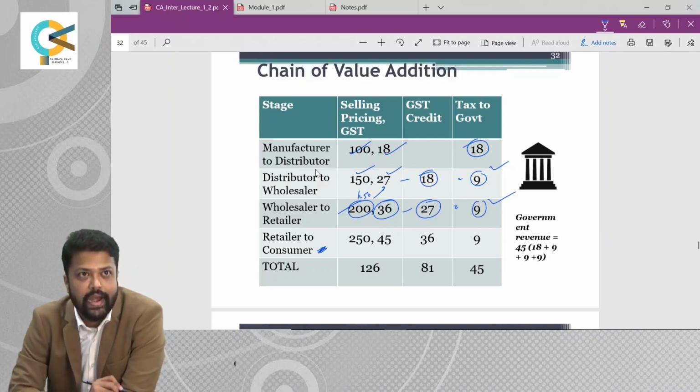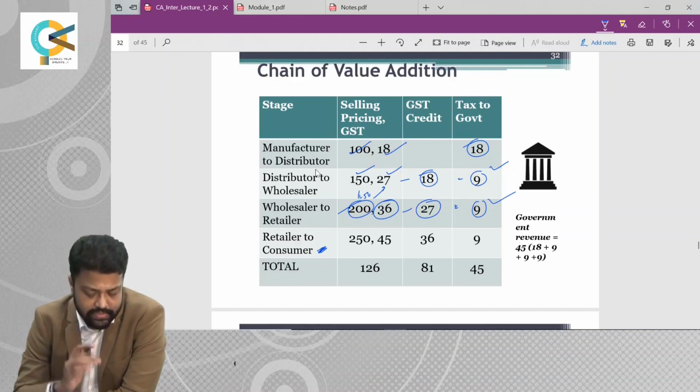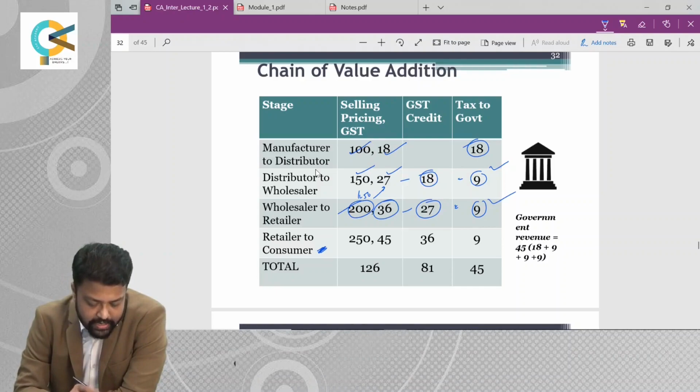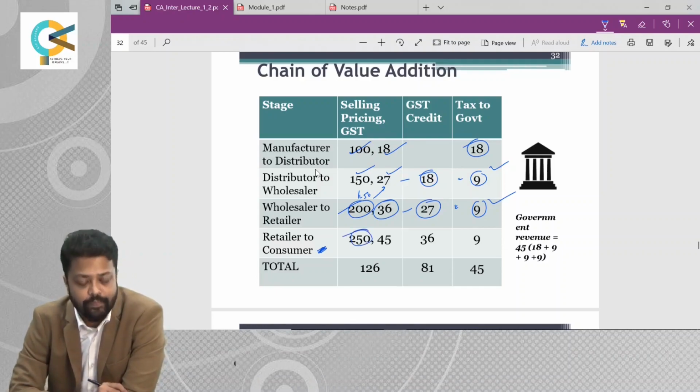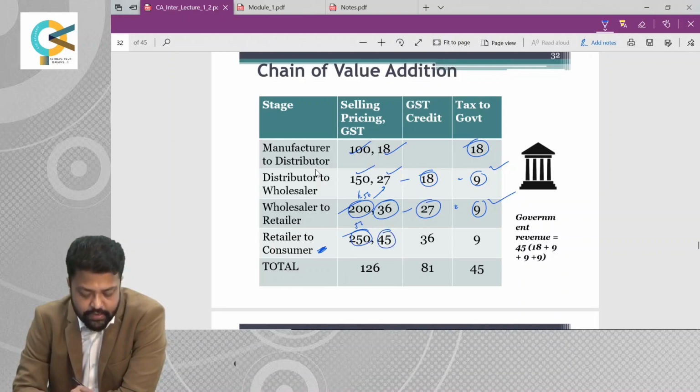And retailer to the final consumer. Here the chain is going to end finally, because the consumer will consume the goods or services, as the case may be. So here the retailer is charging rupees 250 by charging rupees 50 as margin, and on that 18%, 45 rupees, he is recovering from the consumer. But how much will the retailer pay to the government? By reducing this 36, he will pay only 9 rupees to the government.